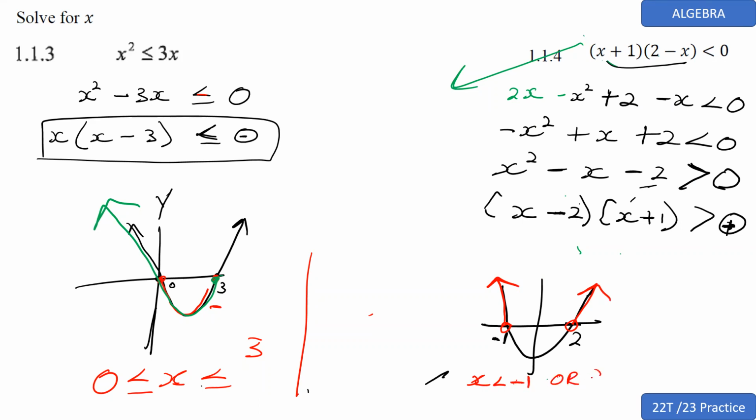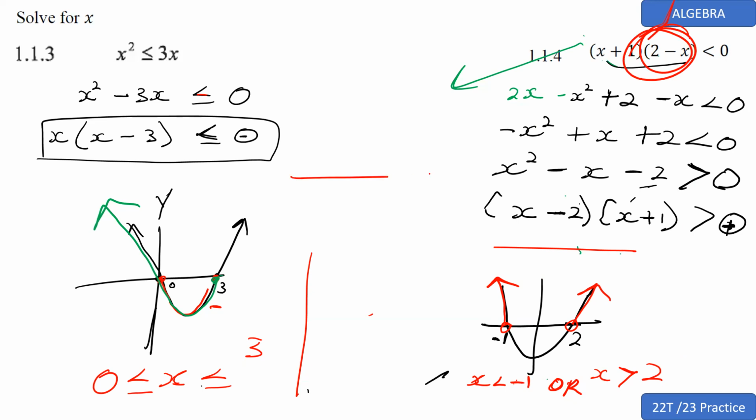or x is greater, not or, now we need both the solutions, and x is greater than 2. Sorry, I'm using the wrong one. Why am I saying and? My mistake. Okay, so we're saying x is less than minus 1, or x is greater than 2. So if we bring it to its standard form, the catch was because of the sign here.